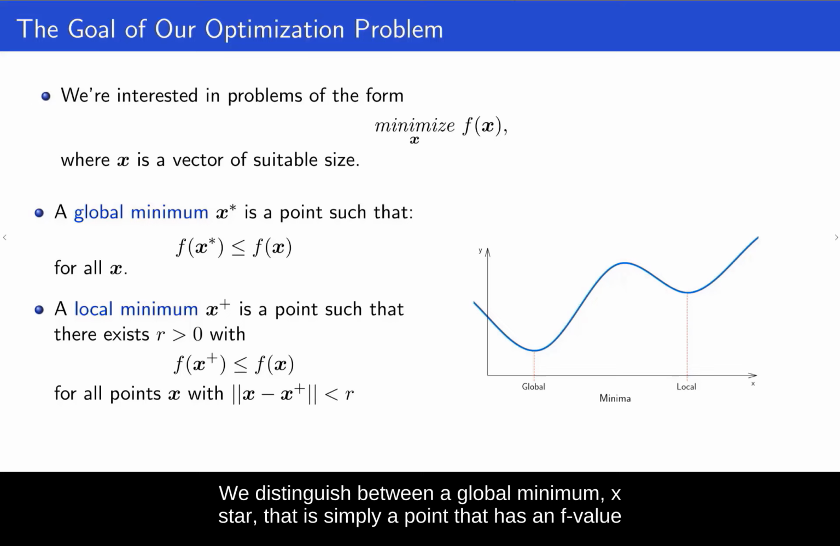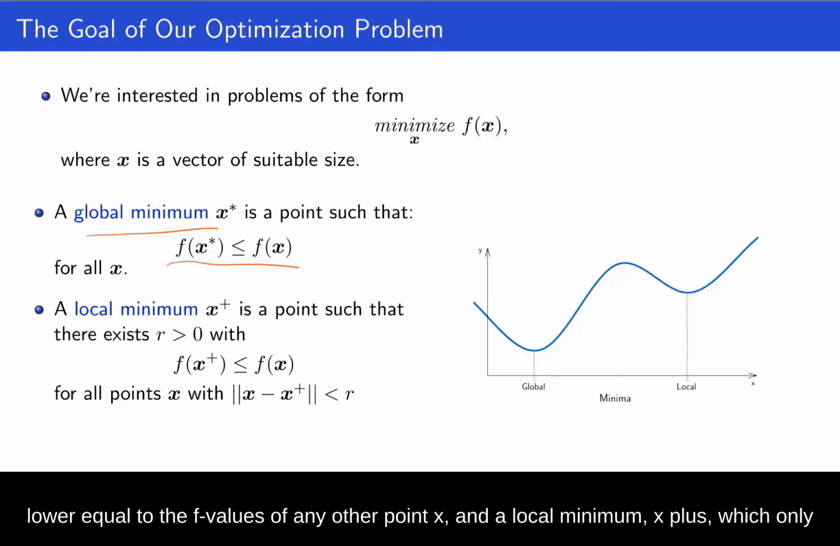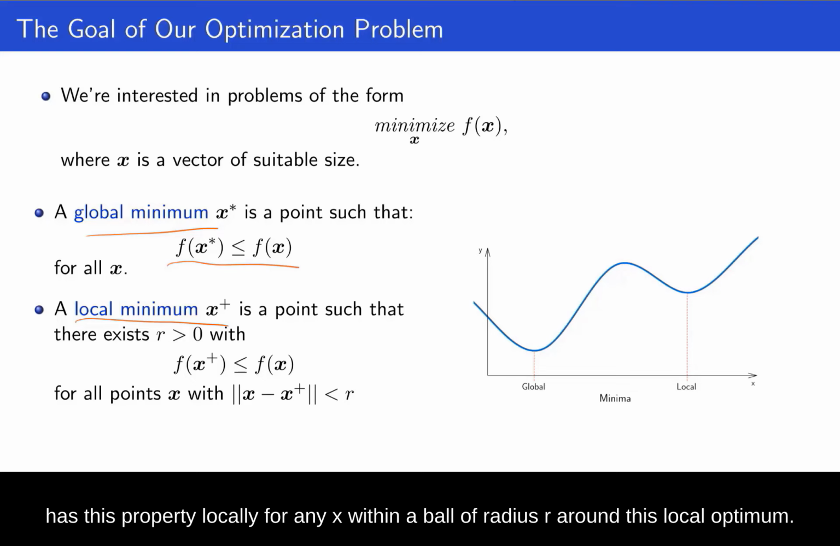We distinguish between a global minimum, x star, that is simply a point that has an f value lower or equal to the f values of any other point x, and a local minimum, x plus, which only has this property locally for any x within a ball of radius r around this local optimum.